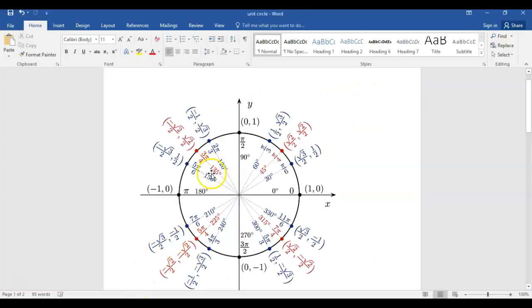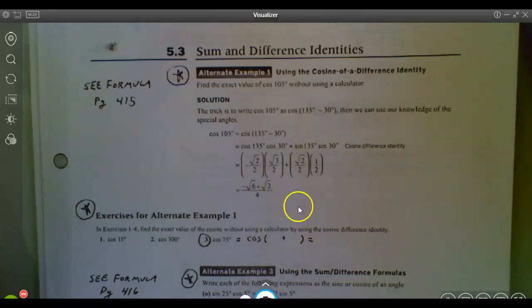So if you take the values for 135, they're putting this in for the cosine value, and they're putting this in for the sine value, since that's our y-coordinate. And for the 30 degree portion, they're using this for cosine and this for sine. They're just plugging those into the formulas where they would fit. And then from there, we just simplify it as much as we can, and we have our result.